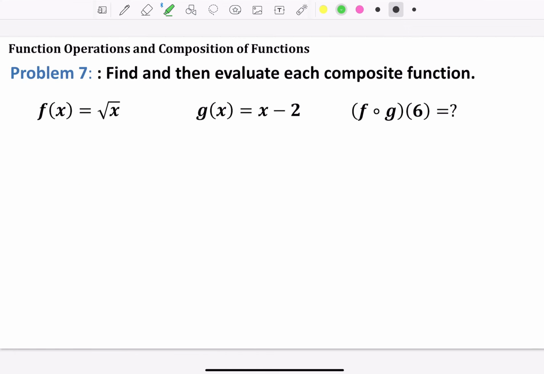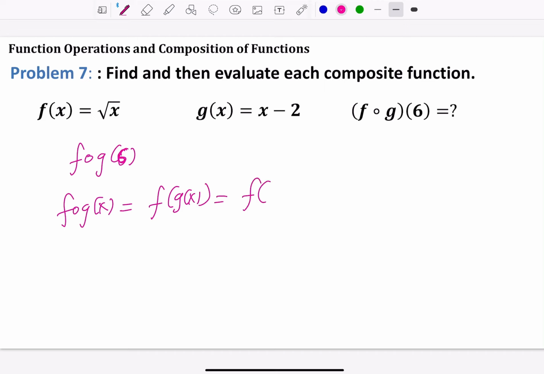Find and then evaluate each composite function. So here we have to find f of g of 6. We can do it in two different ways. We can find f of g of x and then replace the x by 6. F of g of x is the square root of x minus 2. Now we can go ahead and replace x by 6. F of g of 6 will be the square root of 4, which is 2.